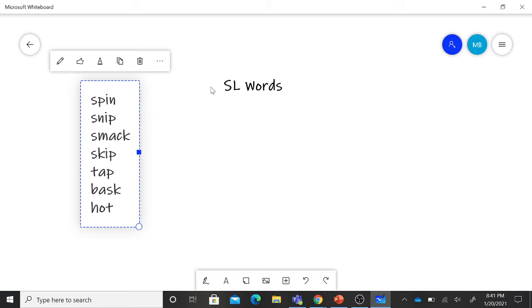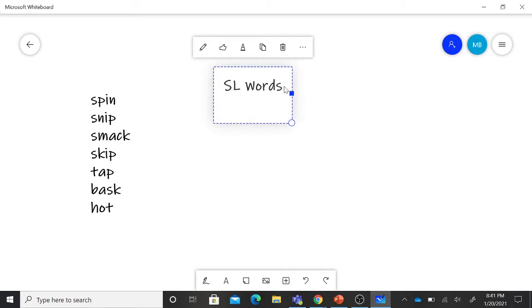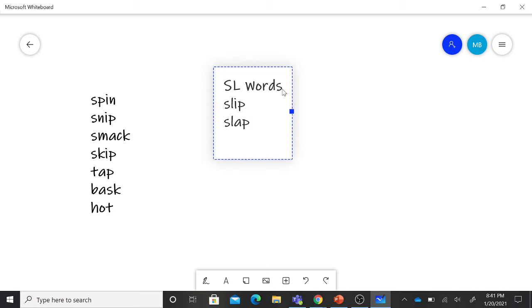All right. Our SL words that we're going to read are the first one, make sure my caps lock is off, is this one. Sl-ip. Slip. Sl-ap. Slap. Sl-am. Slam.